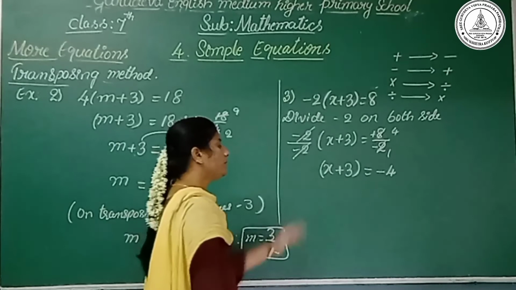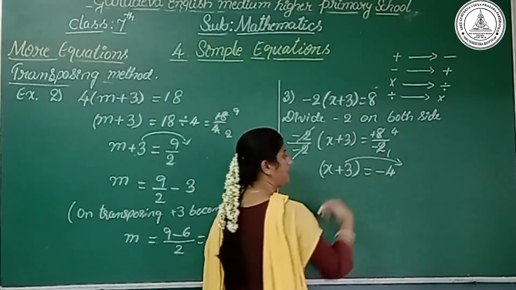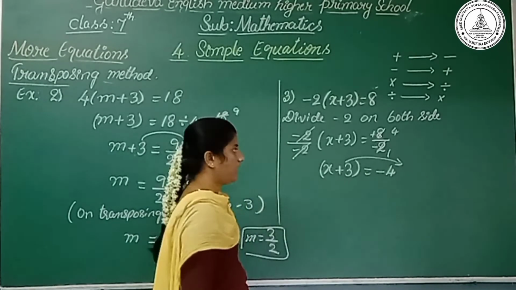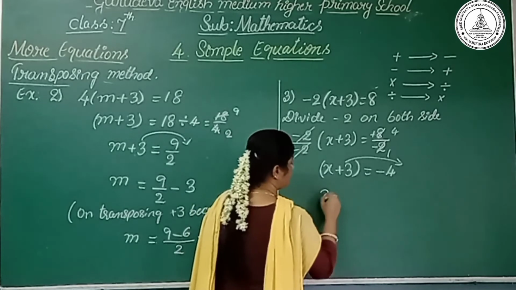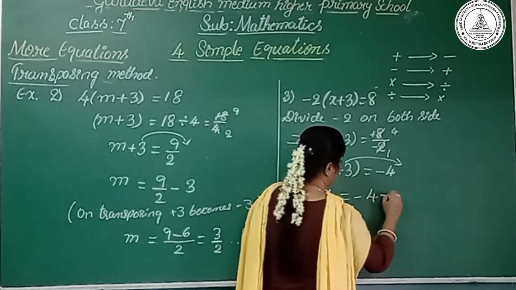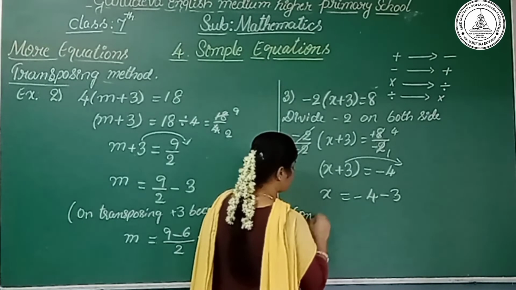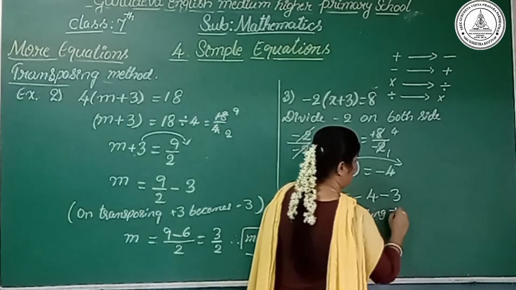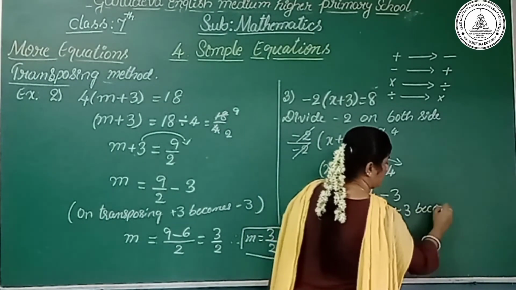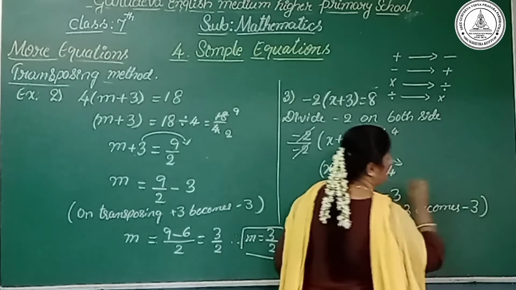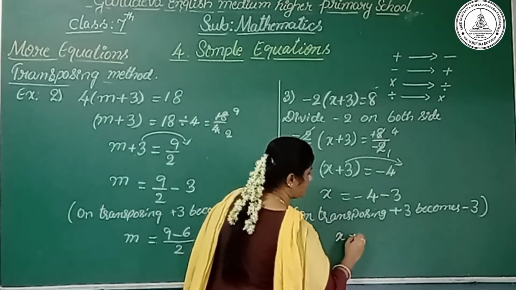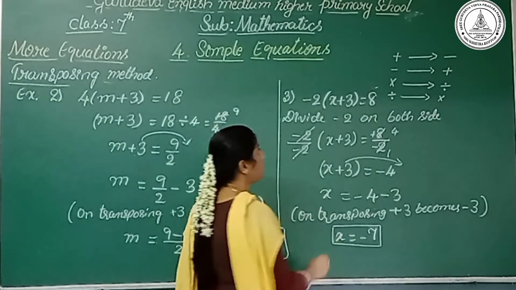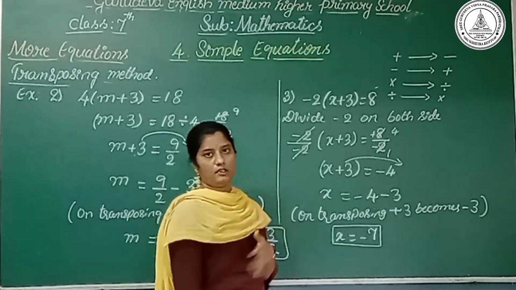Okay, so now you transpose 3 to the right hand side. Now it is a plus 3. After transposing it will become negative 3. Then write down x equals minus 4, then minus 3, in brackets. On transposing, plus 3 becomes minus 3. Then we will get x equals minus 4 minus 3, which is minus 7. So minus 7 is the solution for the given equation.